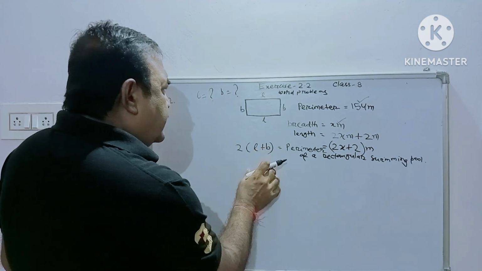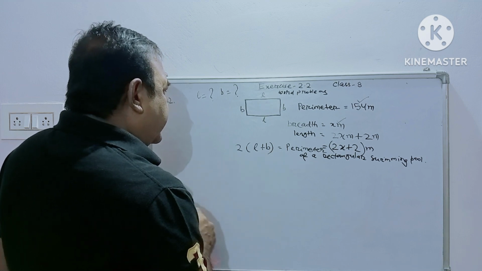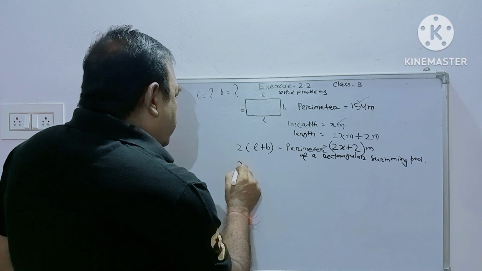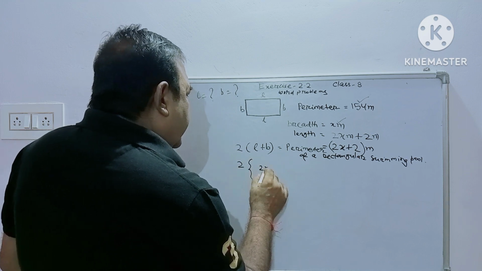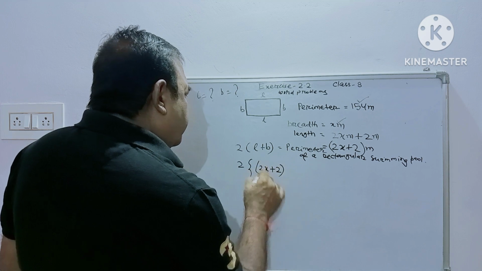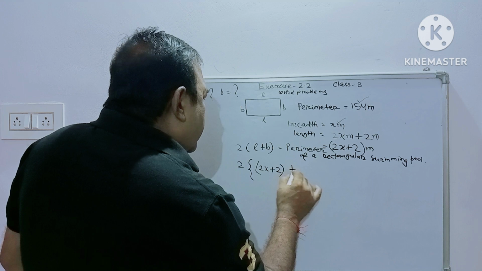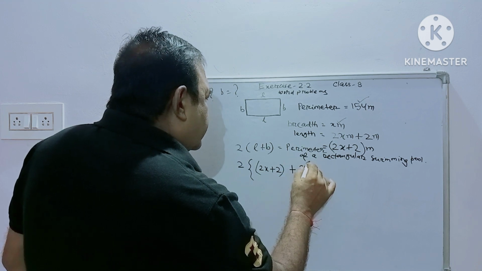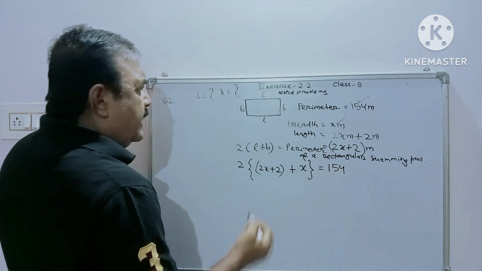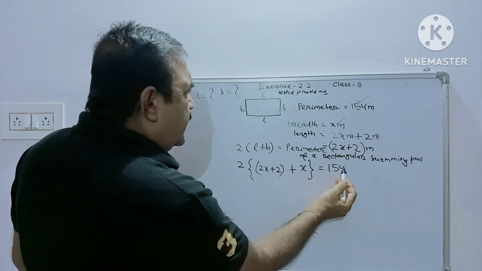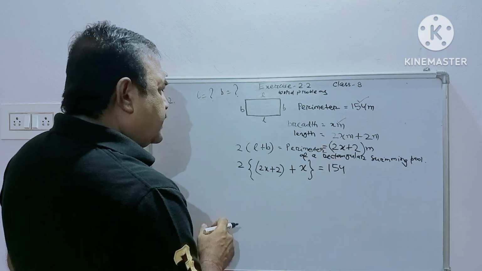So from this we will start solving. How you see? Twice the length, which is 2x plus 2 meter, but we will not write meter. Why? I will tell you later. Plus b. What is b? X. That is equal to 154 meter. You see, here it is meter, here it is meter, here it is meter. So we may cancel meter from both sides.